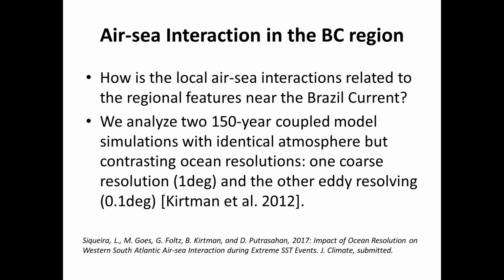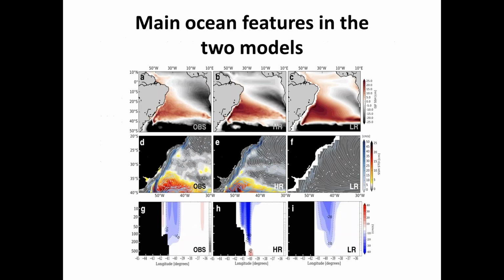This is a paper submitted recently to the Journal of Climate, where we see what would be the effect of a well-resolved Brazil current on the air-sea interaction. So these are all coupled model simulations. I'll just show the main features that we see. This is the low resolution model, the high resolution 0.1, and these are observations from altimetry. We see that in the low resolution, the classic feature of the gyre is too zonal, whereas in the high resolution, it seems to improve considerably.